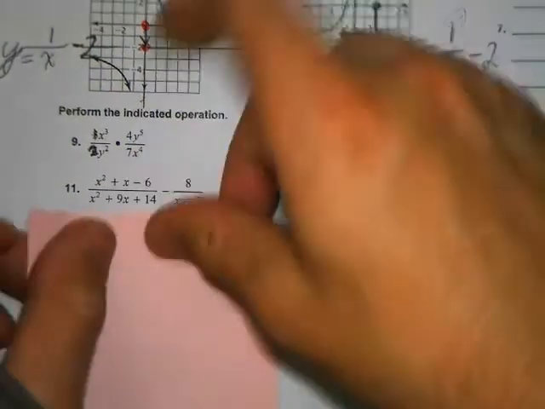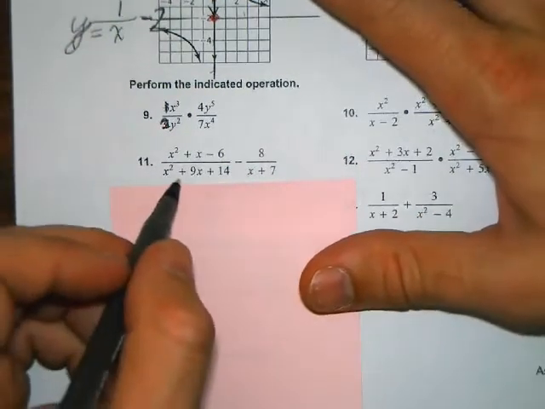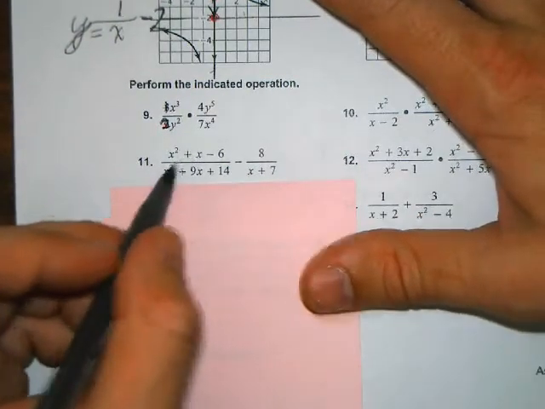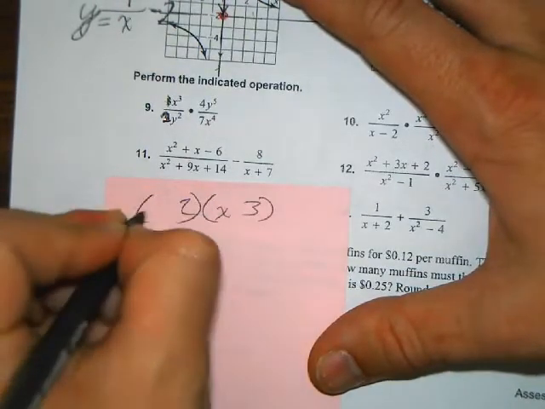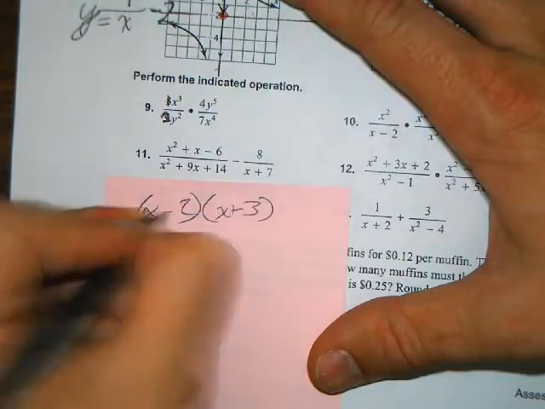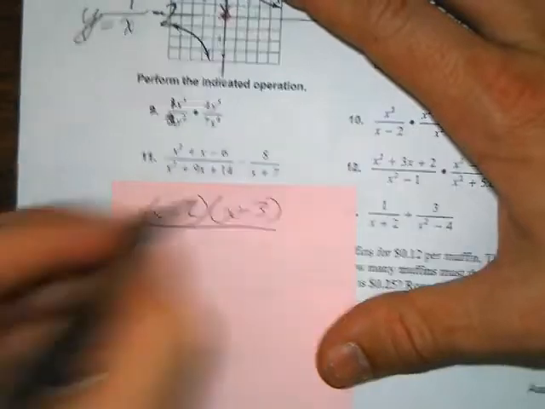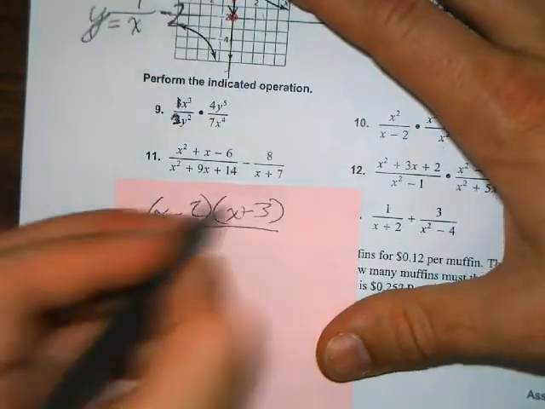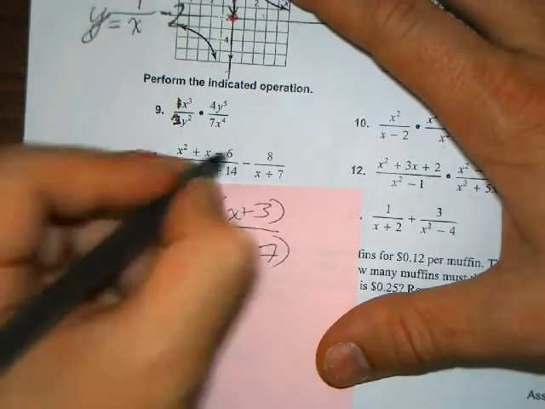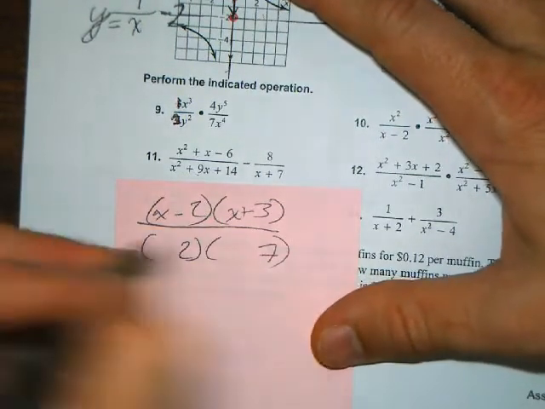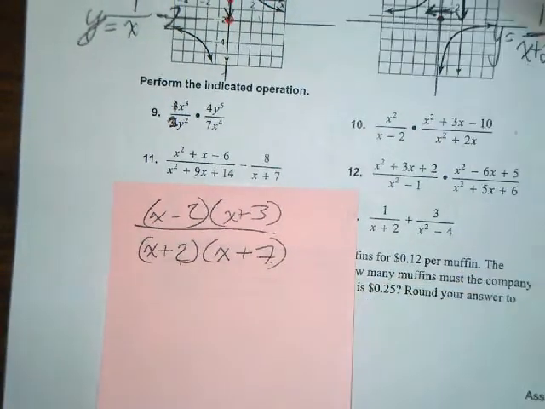Number 11 is more factoring. My factors of 6 are 2 and 3. And I'm looking for them to add up to positive 1. So 2 times 3 is 6. And if we make 3 positive and 2 negative, we'll have it. On the bottom, my two factors for 14 are 7 and 2. And I'm looking for them to add up to 9. So I'm going to have x plus 7 and x plus 2. 2 plus 7 is 9.